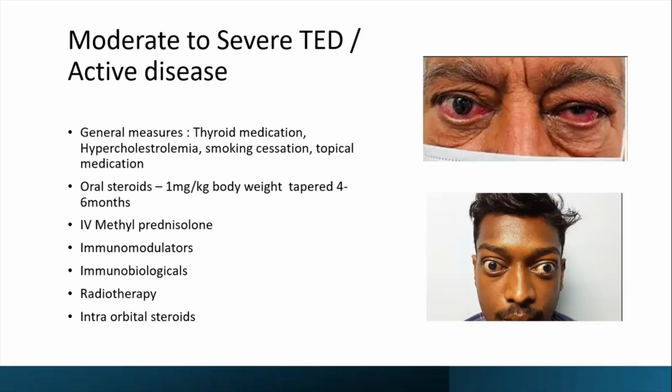Apart from this clinical activity score, if the exophthalmos is reduced by 2 millimeter, or the eyelid retraction is improved by more than 2 millimeter, or the extraocular movement is increased by 8 degrees in any of the directions, or the binocular field of vision is improved, these are all better outcomes or a good response for any medication. Degree is not much involved in that. Apart from these immune suppressants, we do have immunobiologicals, radiotherapy and intraorbital steroids in our armamentarium.